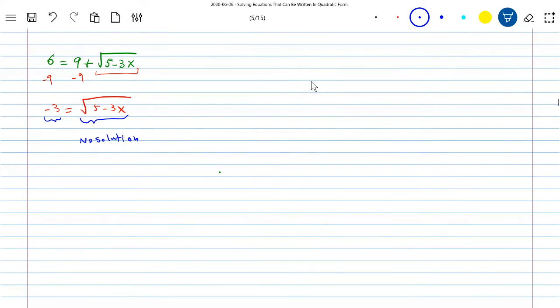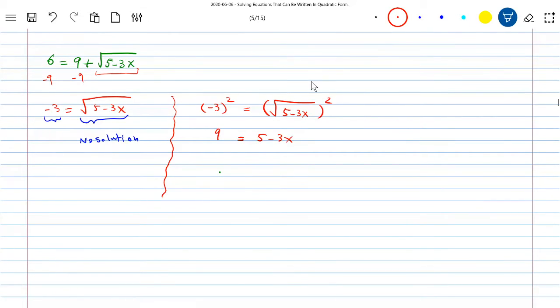But let's say you make the mistake and square both sides, what happens? This is with the assumption that I didn't notice that the left-hand side is negative, and I'm still following the same idea. I will square both sides. Square root of 5 minus 3x. Square both sides. -3 squared is going to be positive 9. Do not write -9. You have to use parentheses when you square both sides. The right-hand side is 5 minus 3x.